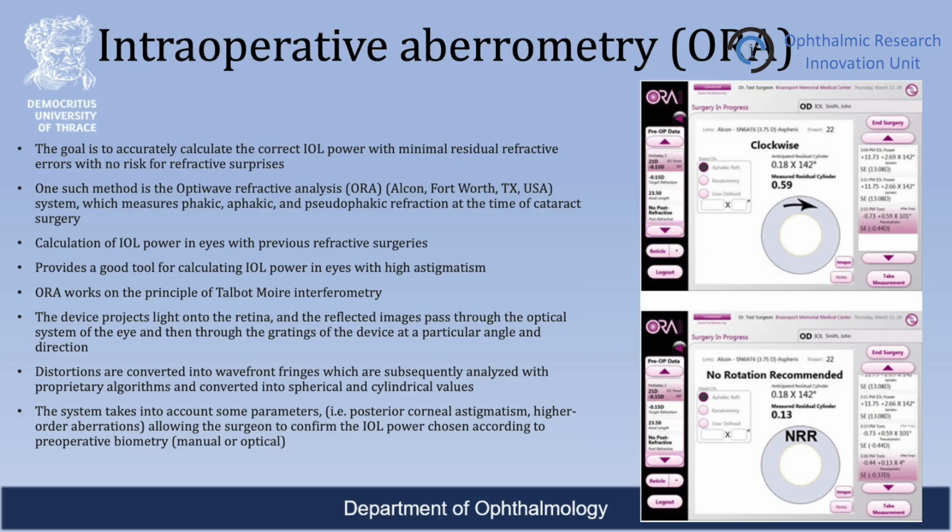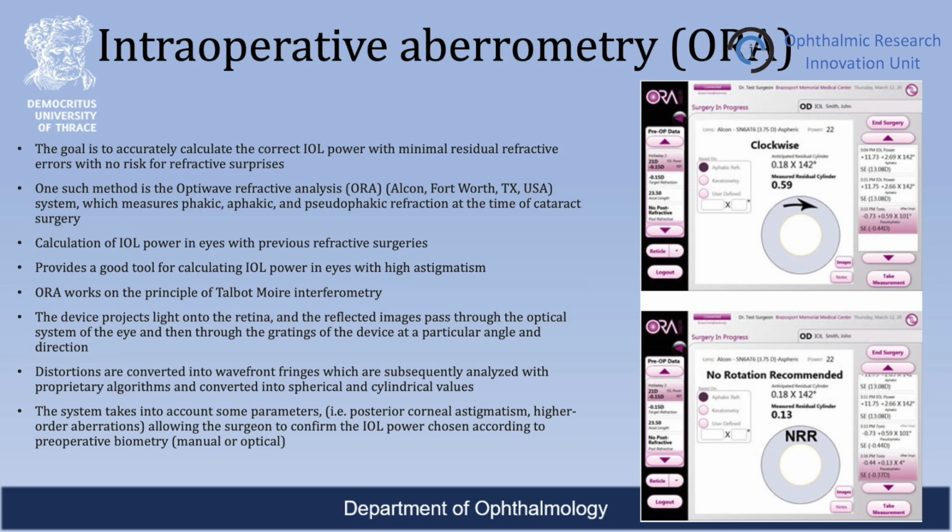Finally, intraoperative aberrometry is the newest technology in the ocular biometry assessment. The aim of this technology is to accurately calculate the correct intraocular lens power with minimal residual refractive errors, with no risk for refractive surprises. One such method is the Optiwave refractive analysis system, which measures phakic, aphakic, and pseudophakic refraction at the time of cataract surgery. Using intraoperative aberrometry, IOL power can be calculated in eyes with previous refractive surgeries. This device also provides a good tool for calculating IOL power in eyes with high astigmatism.